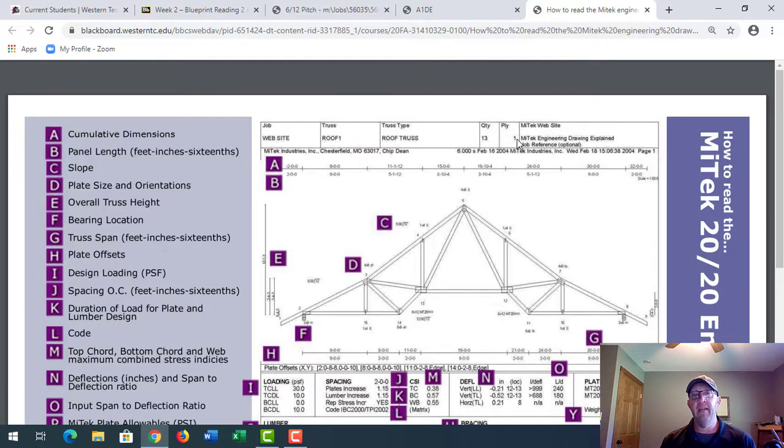One ply just means it's a single truss. If you saw something that said 2 ply, that would be 2 trusses probably nailed together. Typically you're going to see that with girder trusses. And then the information would be any sort of job references or any other notes up here.